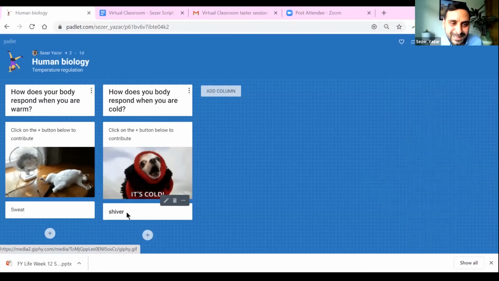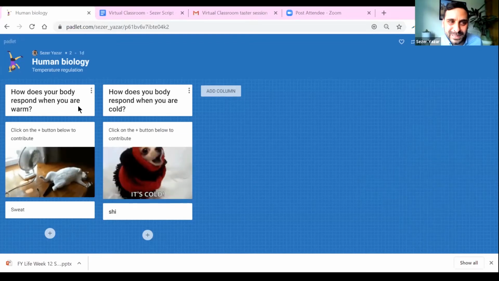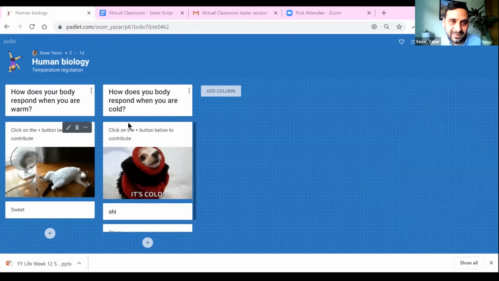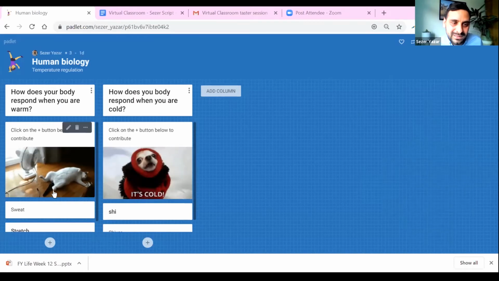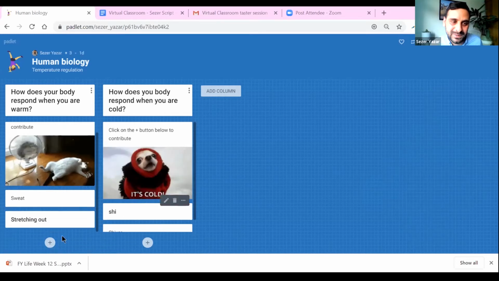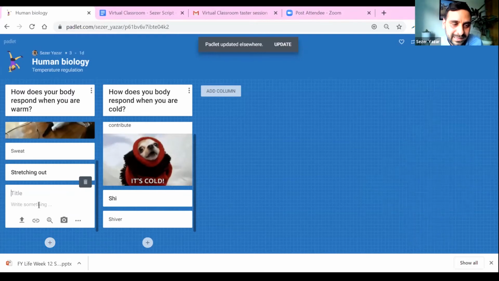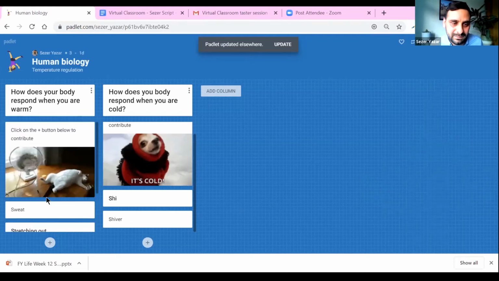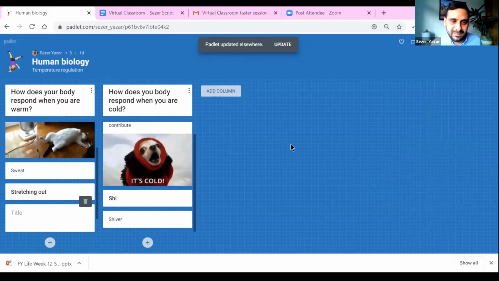Just before you get started, I can see all those very eager people. This Padlet has two questions. How does your body respond when you are warm? And I've got that GIF of the cat. And then, how does your body respond when you are cold? It looks like we're getting a few responses. If you click on the plus icon, you can write in any response you like. I'll give you about a minute now, just by yourself with this Padlet, to write in as many responses as you think the body has to either being warm or being cold. So I'll just give you a minute.